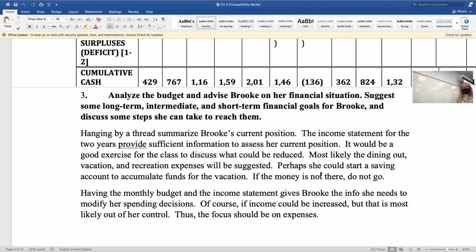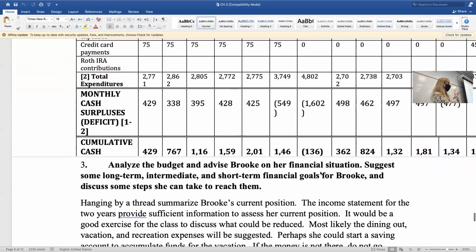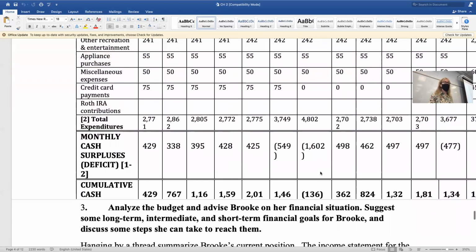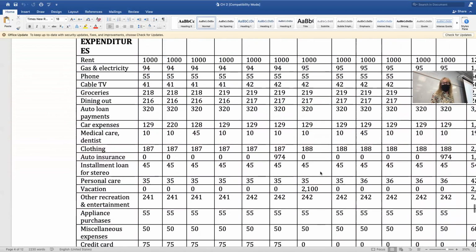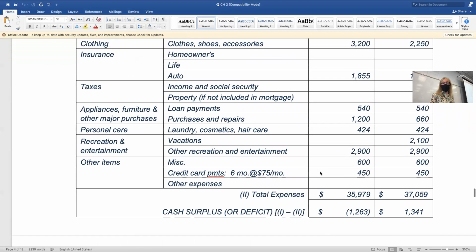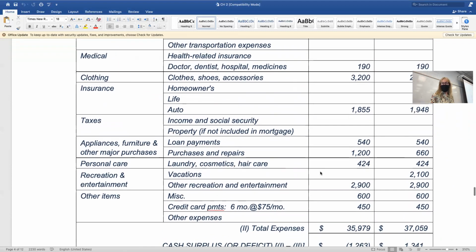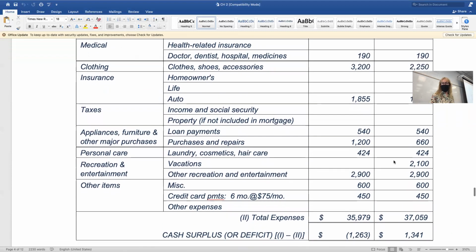Yeah, that's a good point. I recommended if she wanted to take a vacation, because she was going to spend like 2,100 on vacations, either not go on vacation or she had to sacrifice and cut all those categories down. Yeah, exactly. I mean, does she really need 2,100 on a vacation? Honestly, that could be done cheaper or don't go, because then she's got almost 3,000 here in recreation and entertainment.